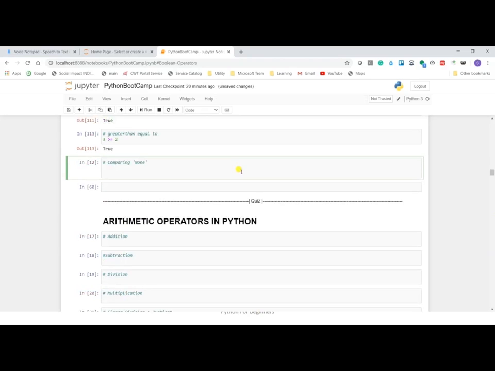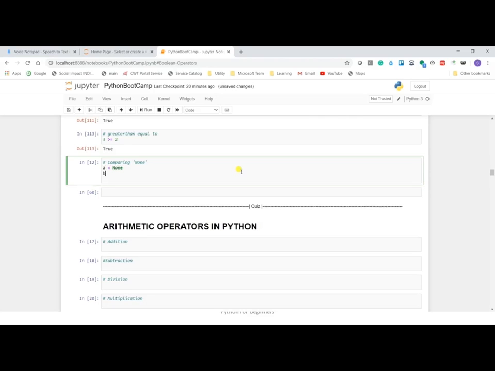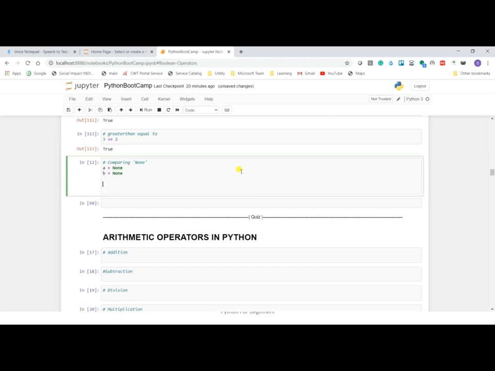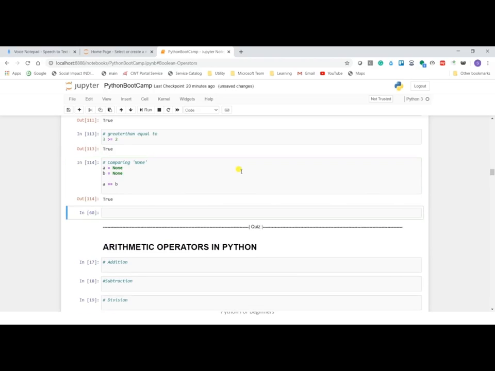You can also use the comparison operator to compare two values storing the value None. For example, if we have two values, say a is equal to None and b is equal to None, then you can also compare them using the equal to operator. Since both the values hold None, the value returned is true.